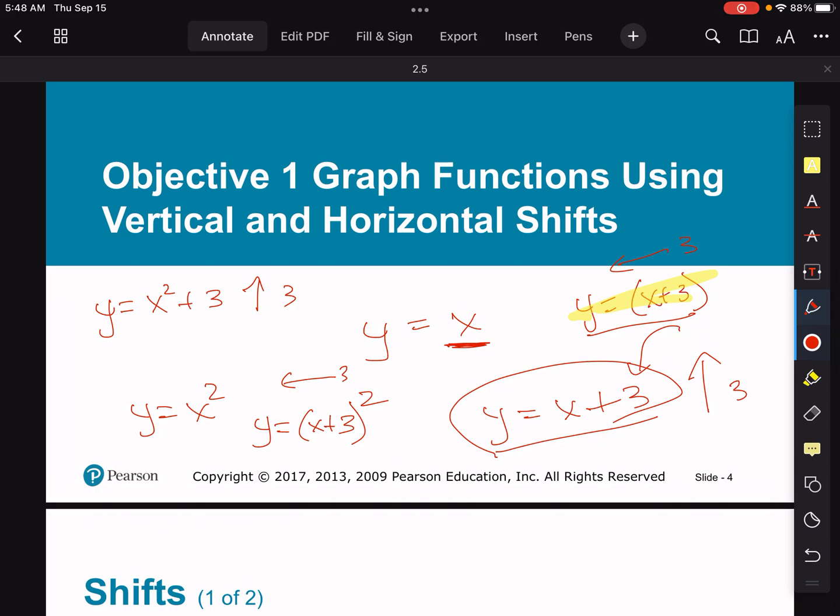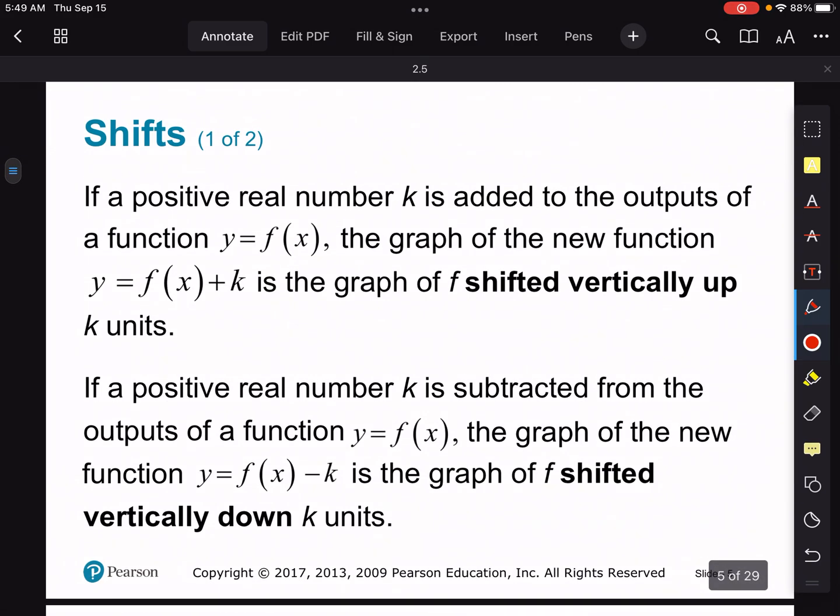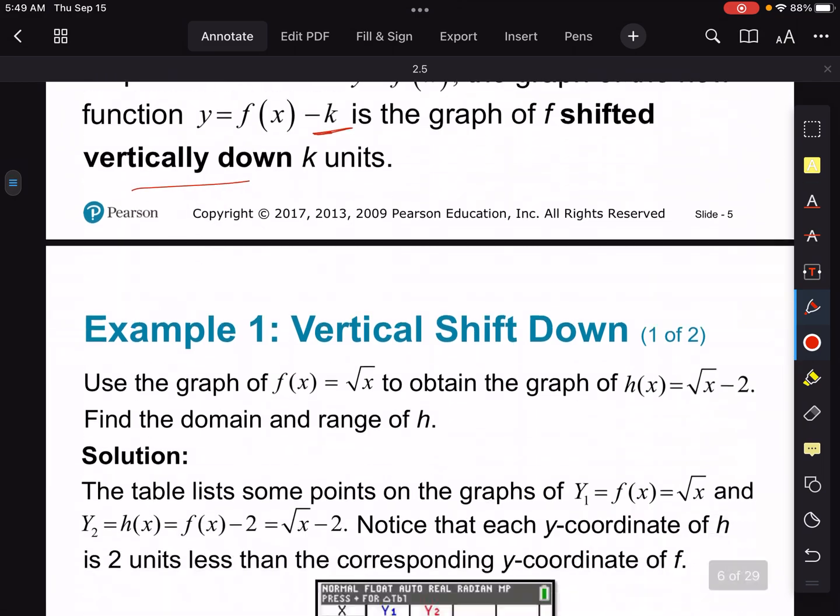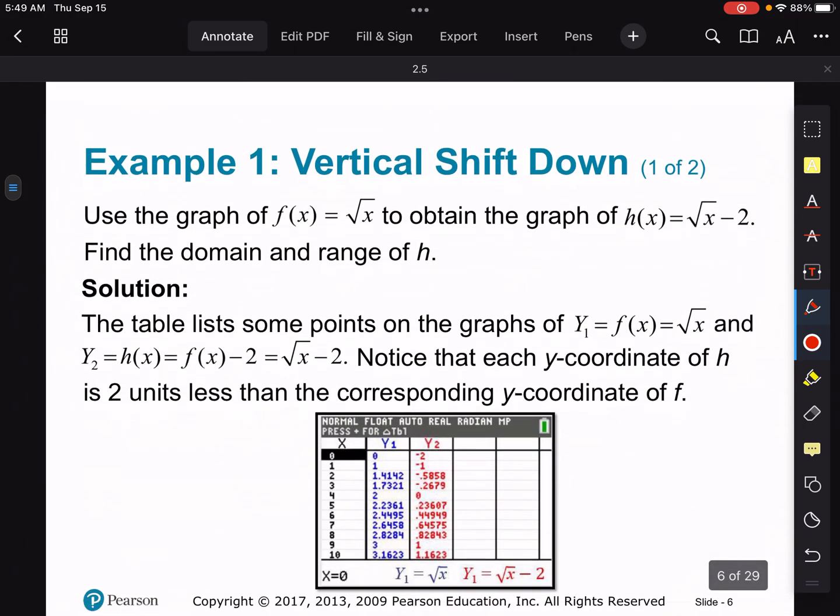So we have this idea of inside the parent function, and outside. This is an example of outside, and that's a vertical shift. When it's inside, that's a horizontal shift. So this is what they're trying to show you here. With a vertical shift up and down, you have the function plus something on the outside or minus something on the outside. That's all this is saying. And then they give you a couple of examples.